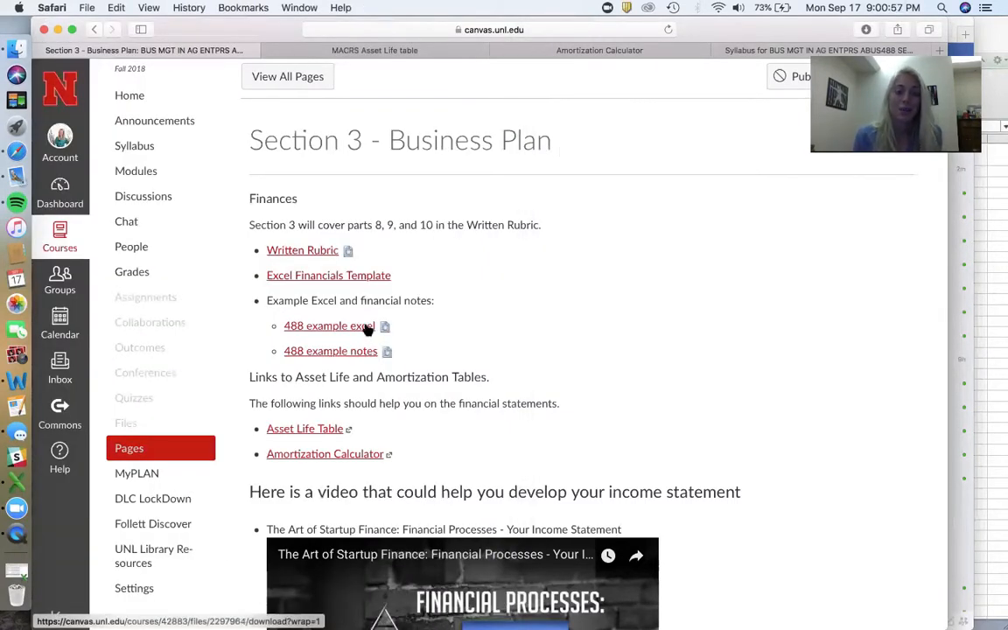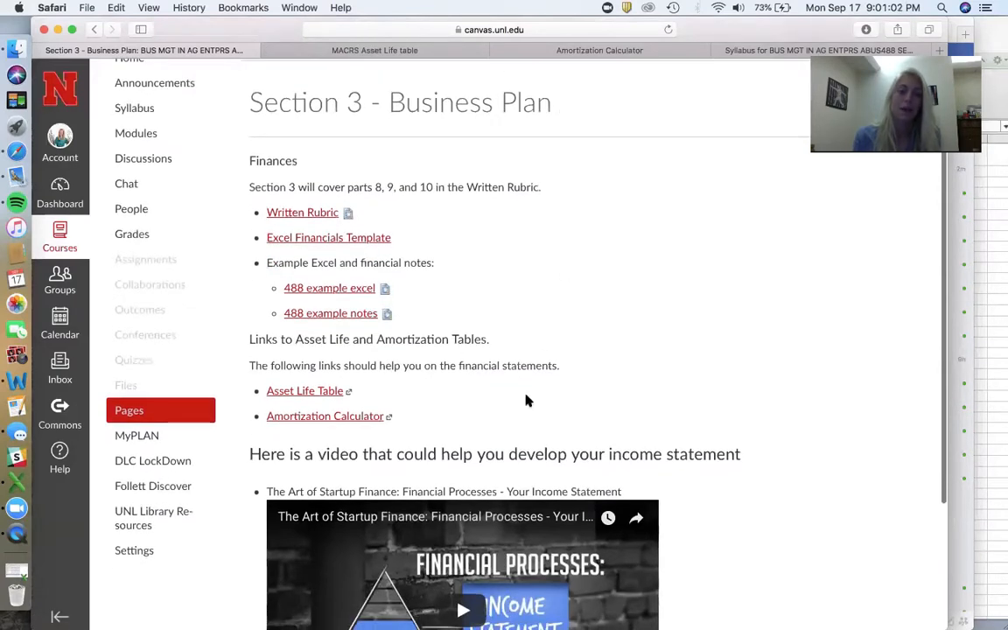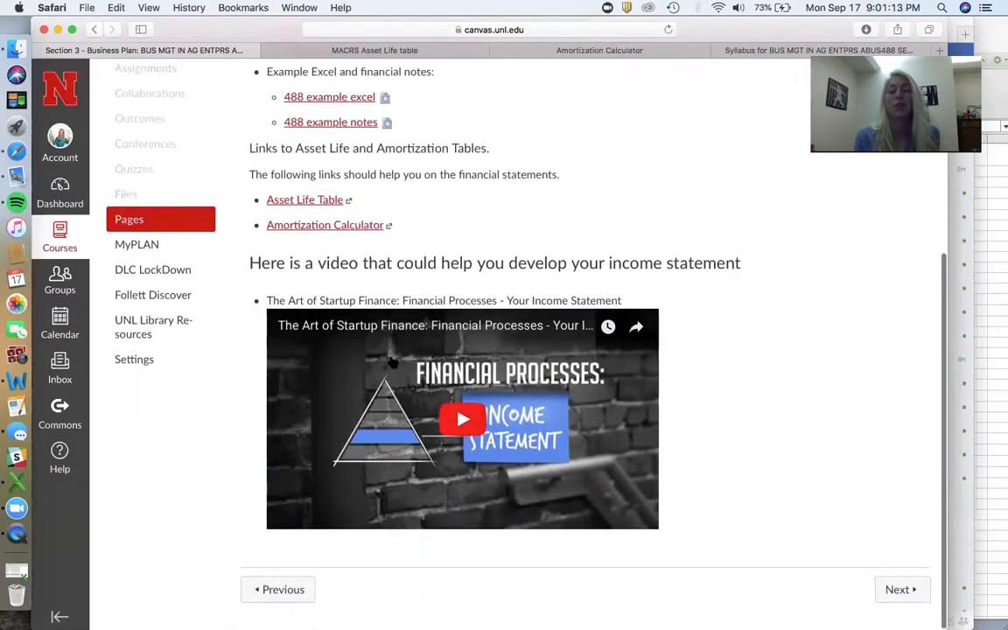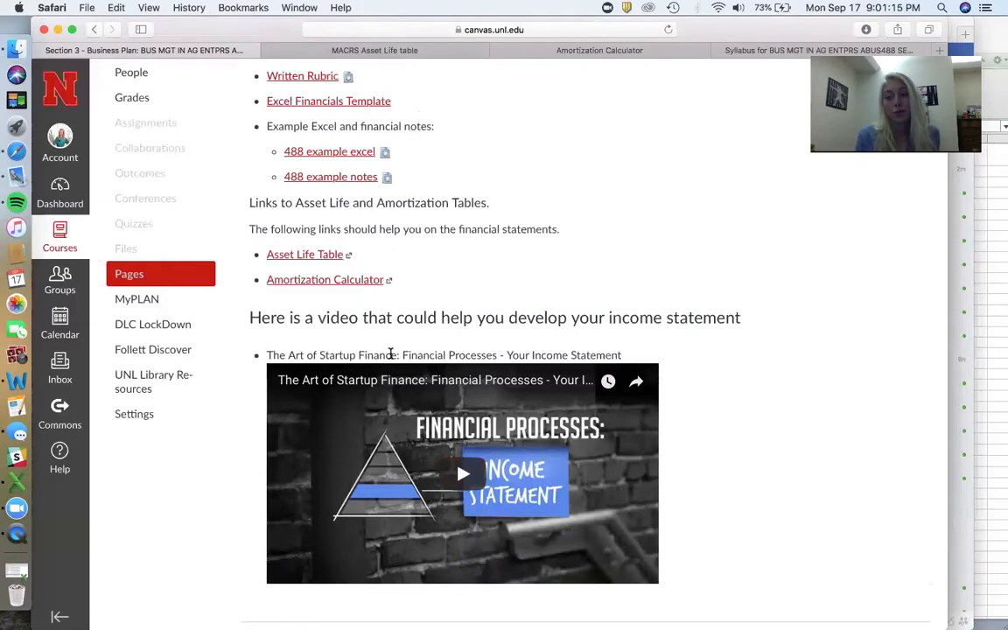So again, the Excel page and the notes page are both due for section 3. Here are a couple of helpful links to the asset life table, which I showed you earlier, and another amortization schedule. You don't really need to use that one if you use the one already embedded in the template in the Excel document.